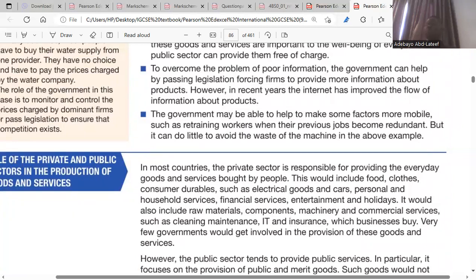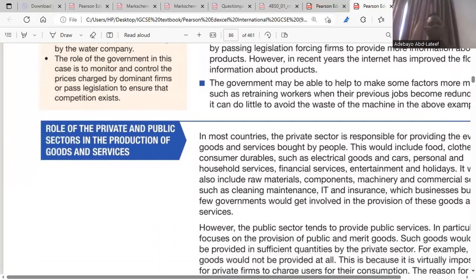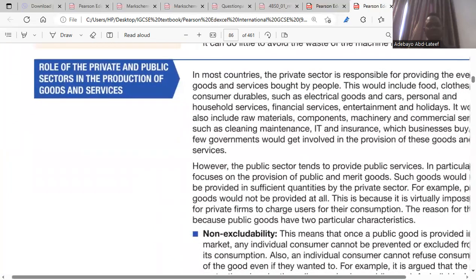So with all these problems, it is important to have a mixed economy. So what the private sector is unable to produce, the public sector will. So that's how market failure is being corrected. So to correct market failure, you need what? Government intervention. Any question about that? No. So we go to the role of private and public sectors in the production of goods and services.